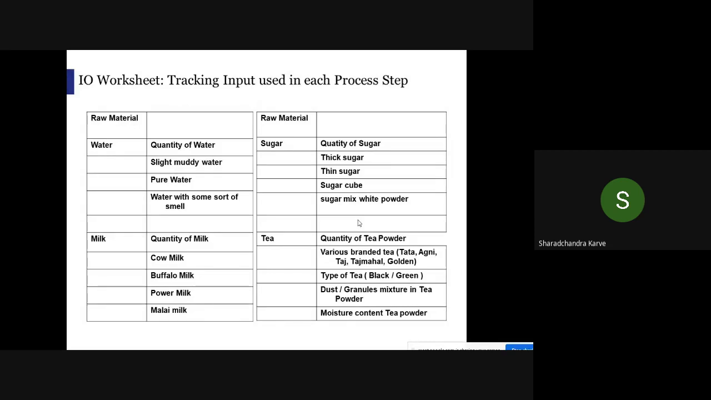So here we are talking about raw material. The raw materials are water, milk, sugar, and tea. And we are talking about the specifications of those raw materials. So milk: quantity of milk, different types of milk. If we are using cow milk or buffalo milk, is it going to affect my tea taste? If it is going to affect my tea taste, then I am calling it a potential X.